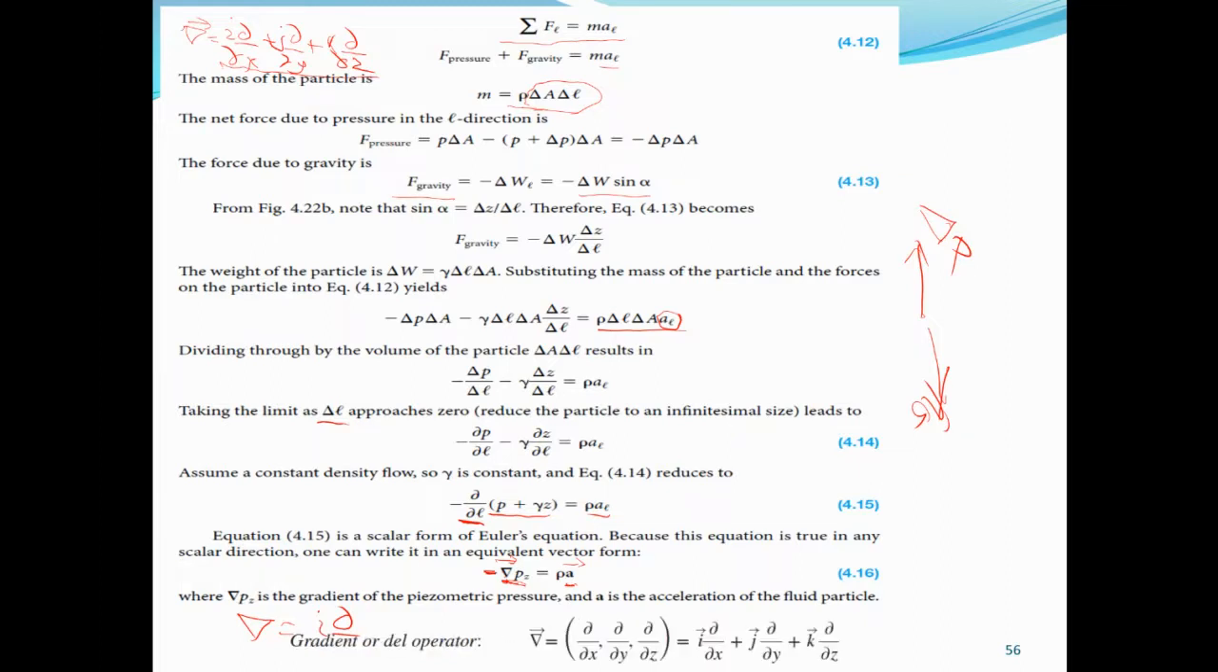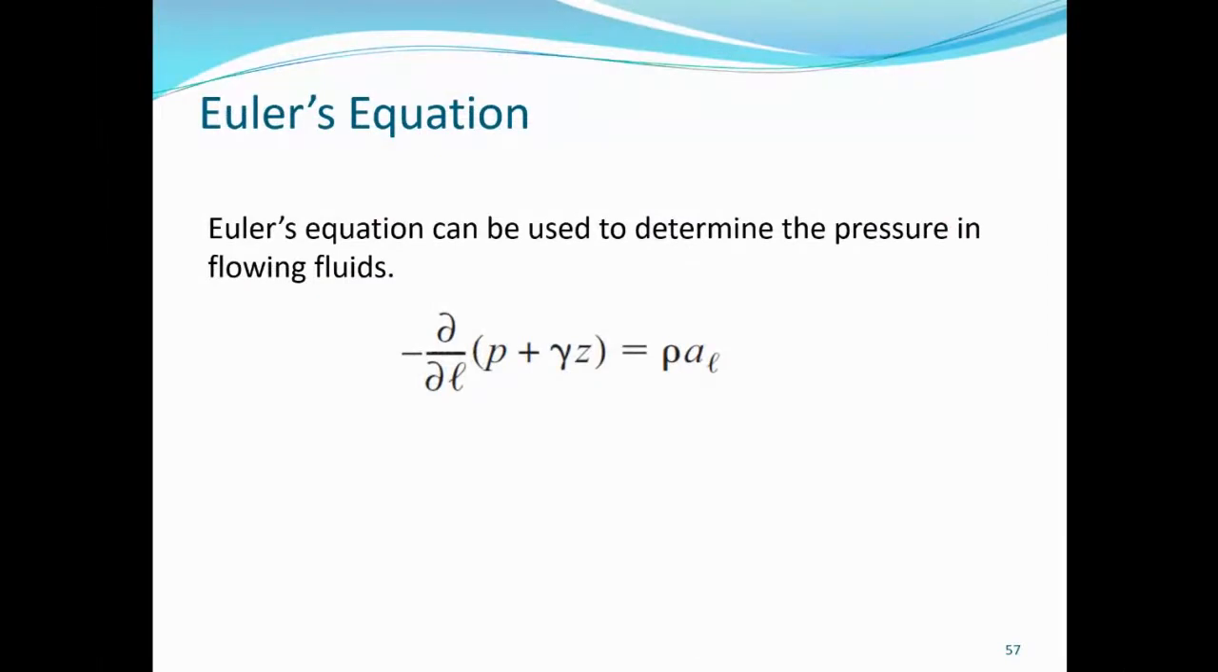So this is the gradient or del operator. This is its definition. Now, this is the Euler's equation: minus del p z is equal to rho a, using the gradient operator. And it can be used to determine the pressure in flowing fluids.